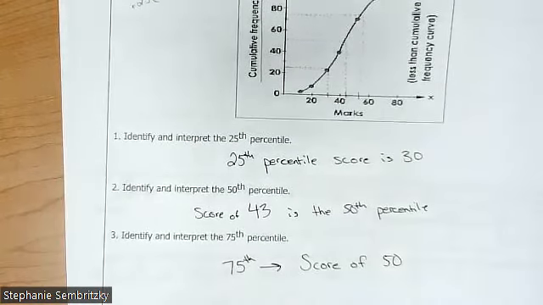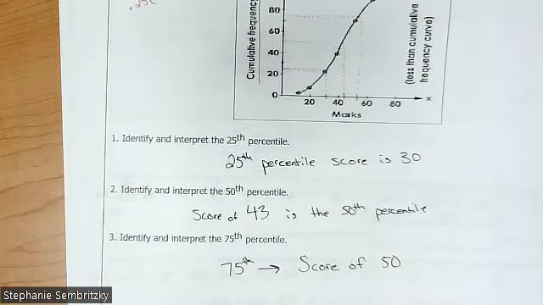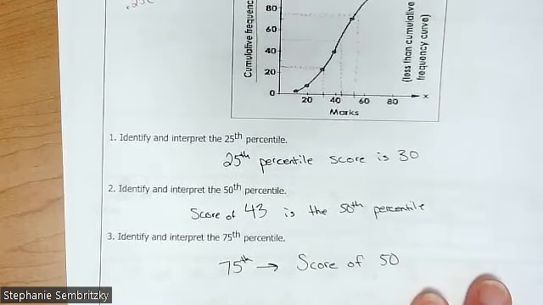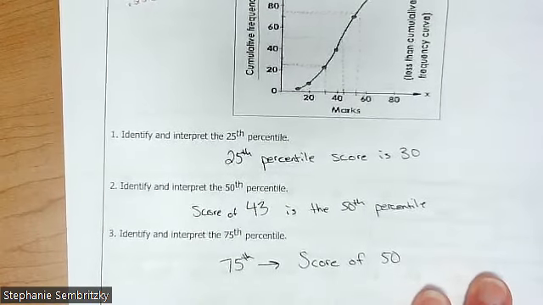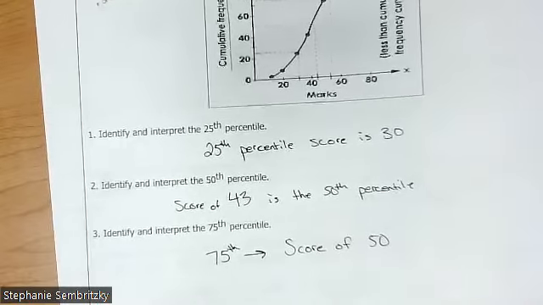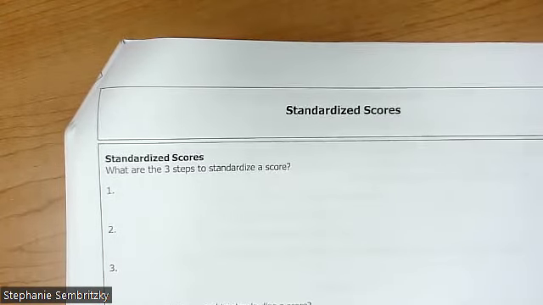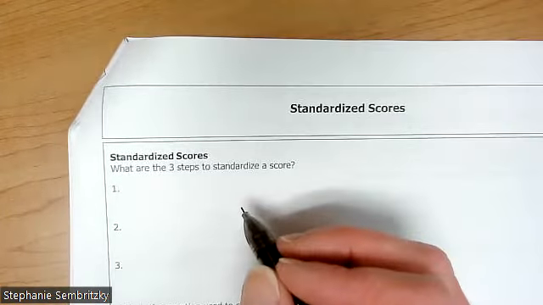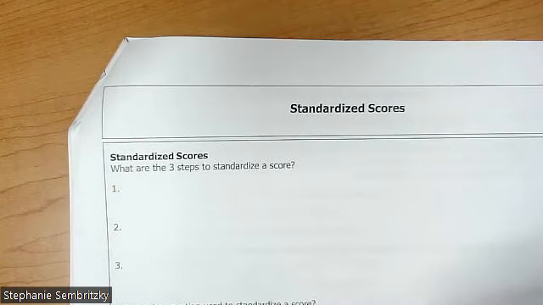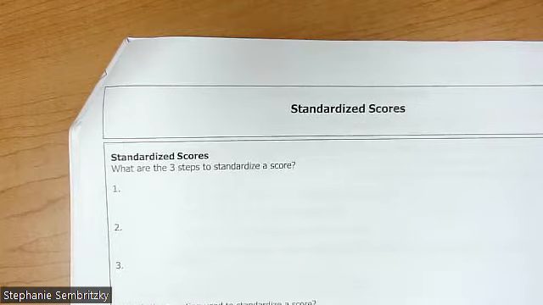It'd be easier to read, I think, on the computer because you could zoom in better. We can't zoom in on this one. The last thing we have to do is what is called standardized scores. Standardized scores are figuring out how many standard deviations away a value is from the mean.